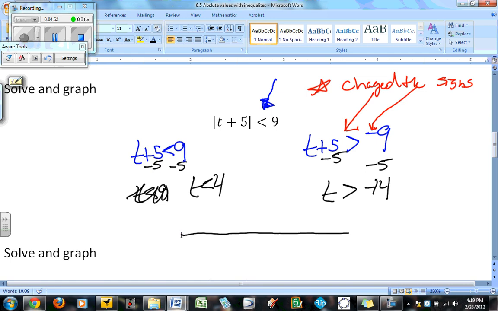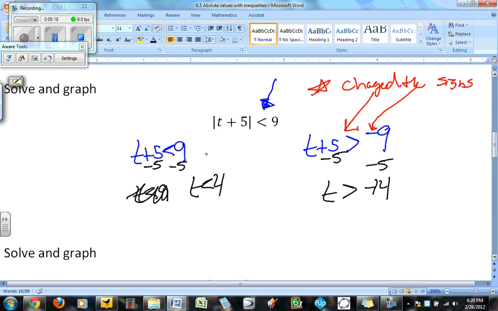And why do we graph? Because we graph to tell whether it's an and statement or it's an or statement. So I have an open circle at 4. I'm shading to the left. And I have an open circle at, ooh, wow, I made that wrong. That's a negative 14, isn't it? So let's just completely erase that graph because I messed that up. Sorry about that.